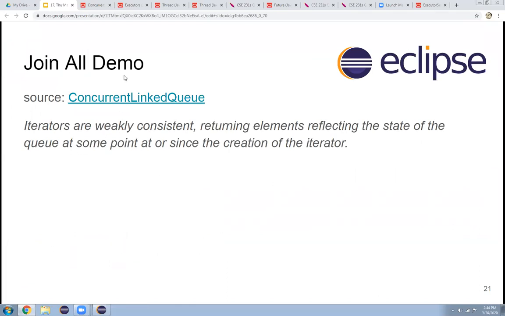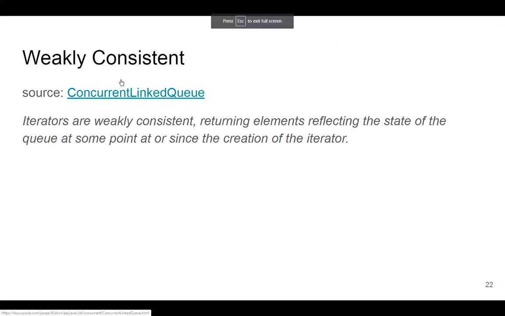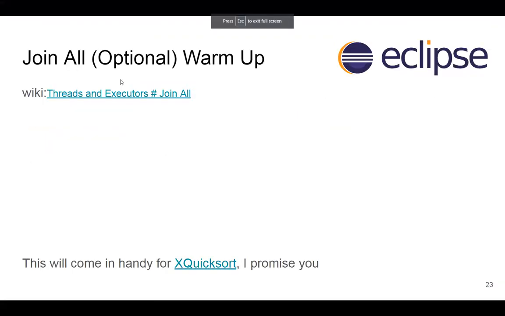I will shoot a separate video on this, the join all demo, because I feel like it's necessary. So I will add that for right now and not shoot this demo now, but just look for that on the wiki and in our posts. Okay, and like I said, I just covered the weak consistency. I'm going to encourage everybody to do the join all warm up. It's going to come in handy when you're building your quicksort version. So definitely do that. I promise it'll pay off if you do it.